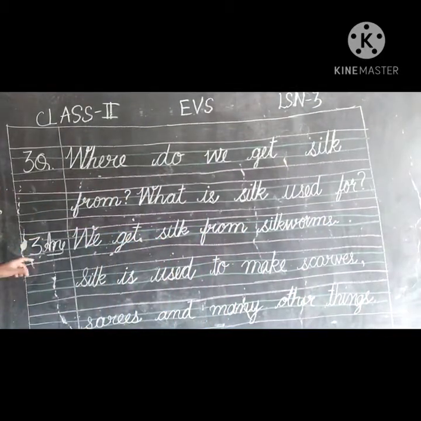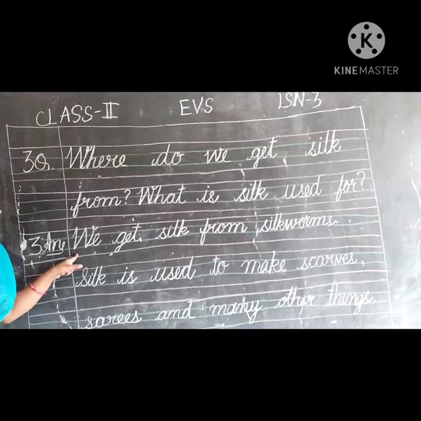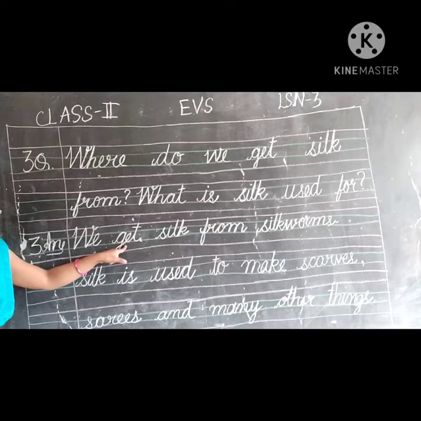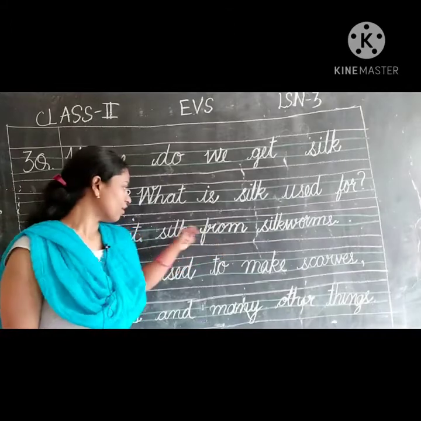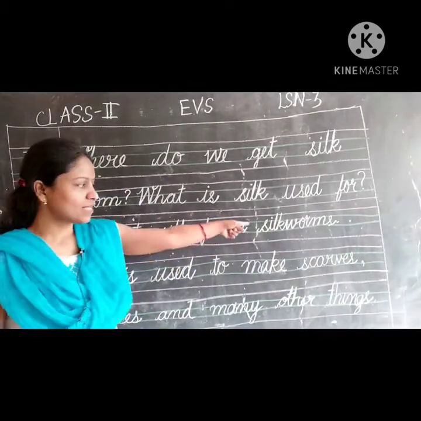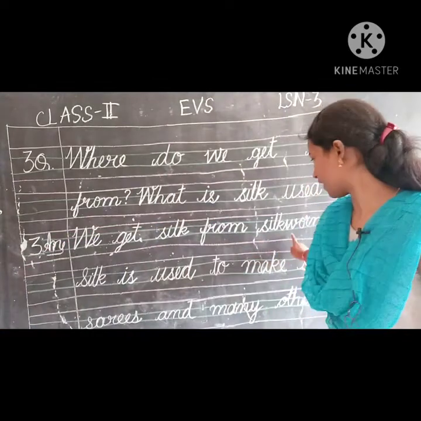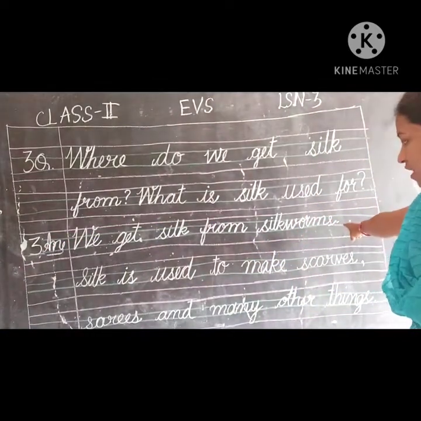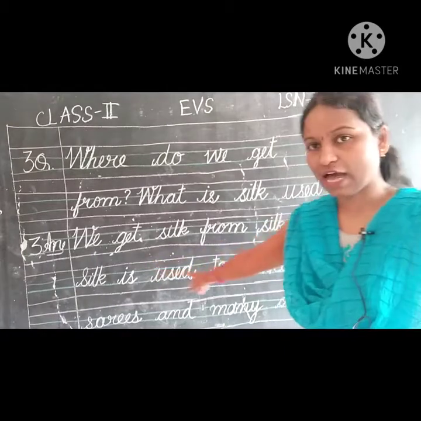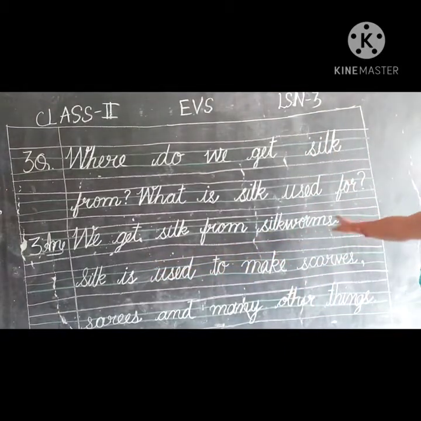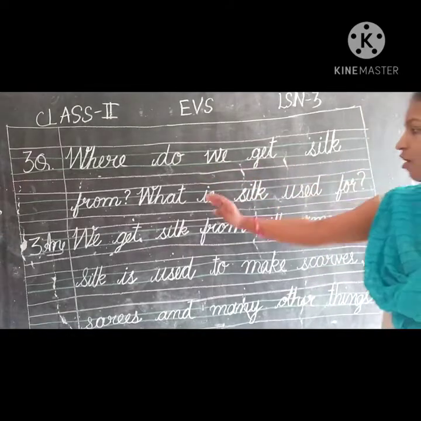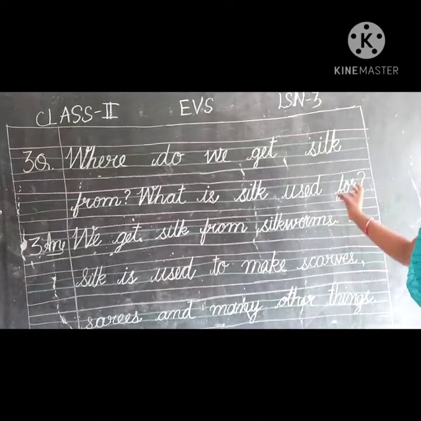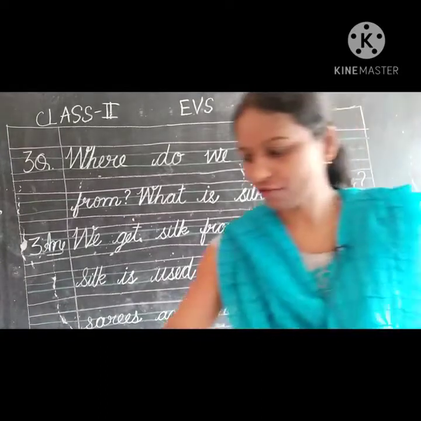Okay children. Third answer is, first one should be what? Capital W. E, we, G-E-T, get. S-I-L-K, silk. F-R-O-M, from. We get silk from silkworms. S-I-L-K, silk, W-O-R-M-S, silkworms. Okay. After that you have to keep full stop. This is first answer. Like where do we get silk from? We get silk from silkworms. Please write the correct spelling for silkworms.